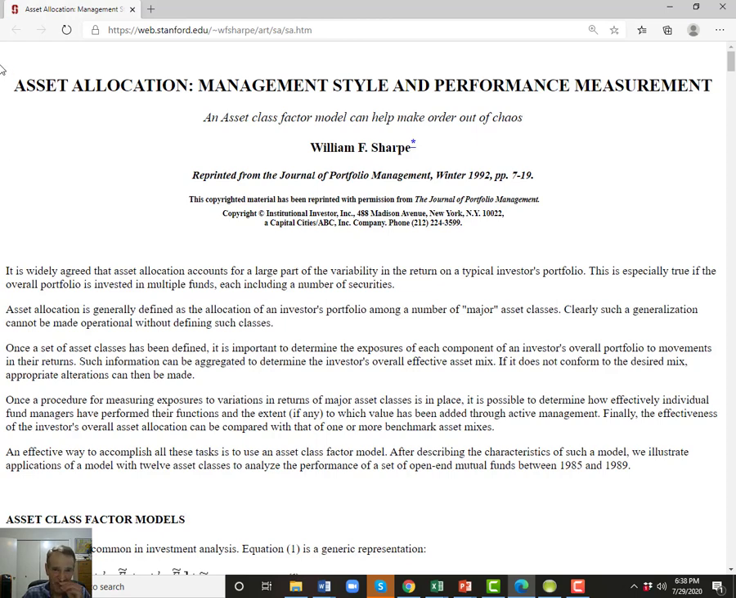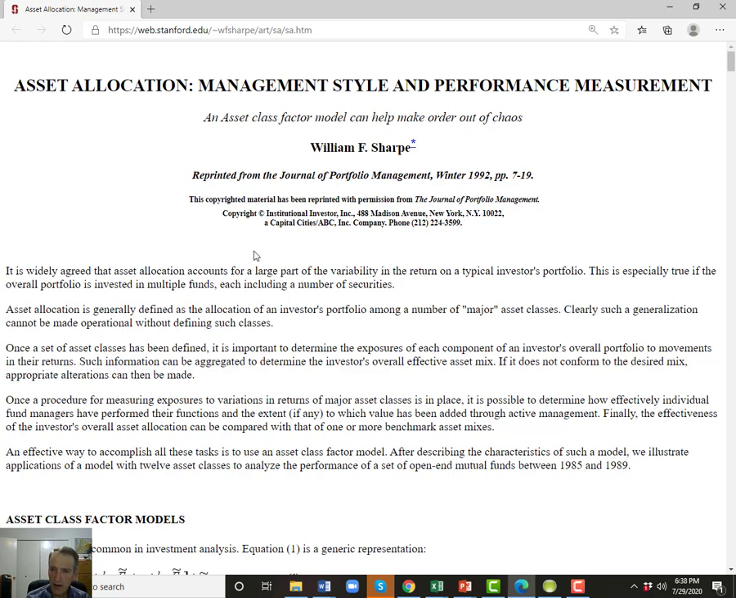Okay, so here's the article. It's called Asset Allocation, Management Style and Performance Measurement. It's written in 1992, so it's kind of an old article by William Sharpe from the Journal of Portfolio Management, a fairly well-known journal, although very complex. They have some articles that are pretty tough to read. This was one of the easier ones to read.